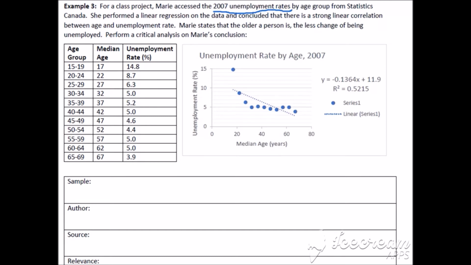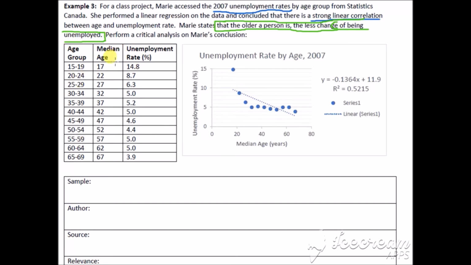Everything is collected. Okay, she performed a linear regression on the data, which is shown right here below, and concluded that there's a strong linear correlation between age and unemployment rate. Marie states that the older a person is, the less chance of being unemployed. So this is what she states, so this is an inference. Okay, perform a critical analysis on Marie's conclusion. So this is just a conclusion.